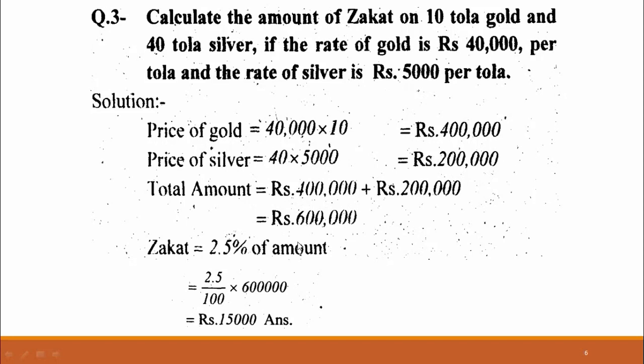Now, what is the amount of zakat for the 6 lakh rupees? The amount of zakat for 100 rupees is 2.5%, mean zakat rate for 100 rupees is 2.5. Now, what will be the zakat for 6 lakh rupees? So, 2.5 divided by 100, or we can write 1 over 40 multiplied by 6 lakh, and this is equal to 15,000. So, 15,000 is the zakat for this person.